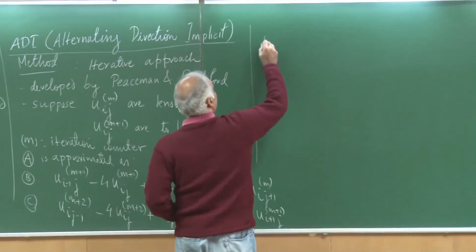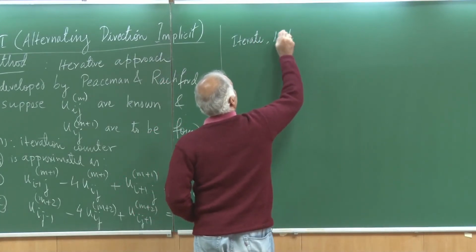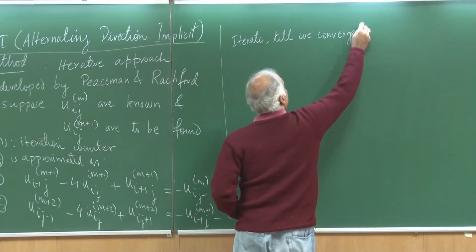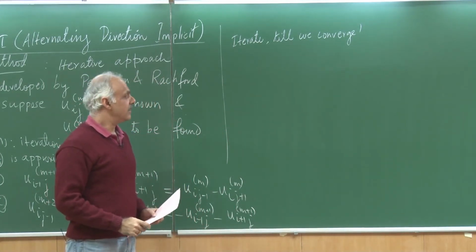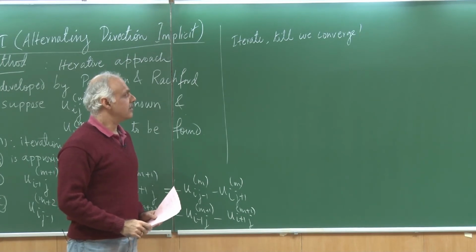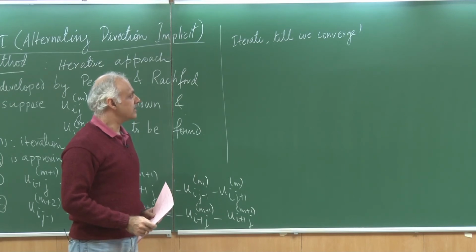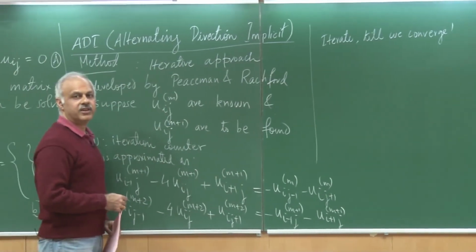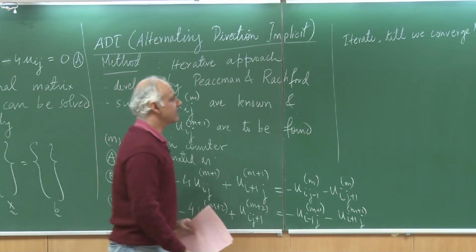So, the idea is that we iterate till we converge. Now, the question is, what does convergence mean here? Of course, we are going to look at it in a little bit more detail later on, but I just want to give you a very average idea about this. So, the hope is that as we keep iterating, we are going to get closer to the solution. How do we monitor that?